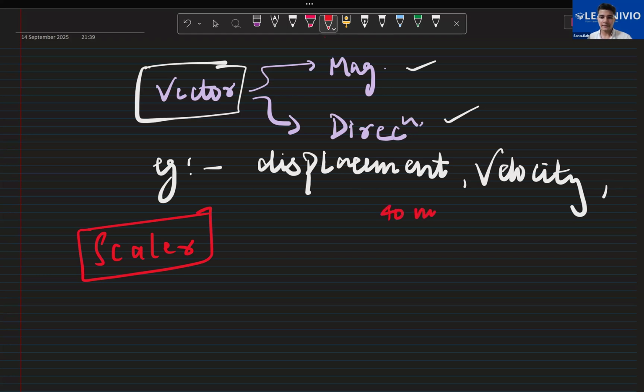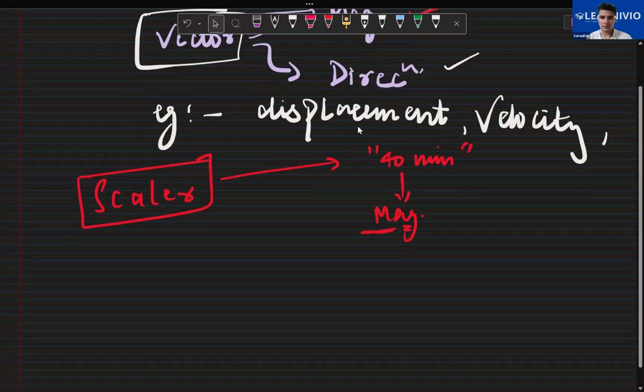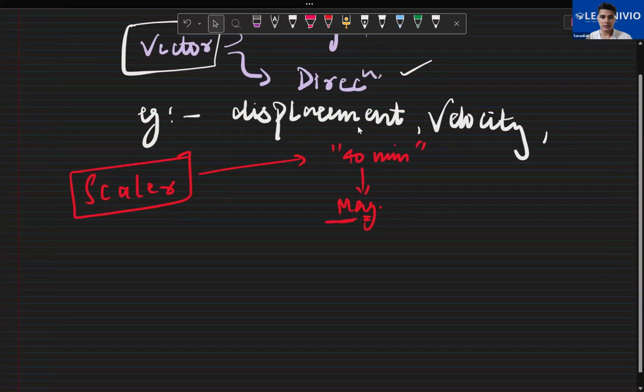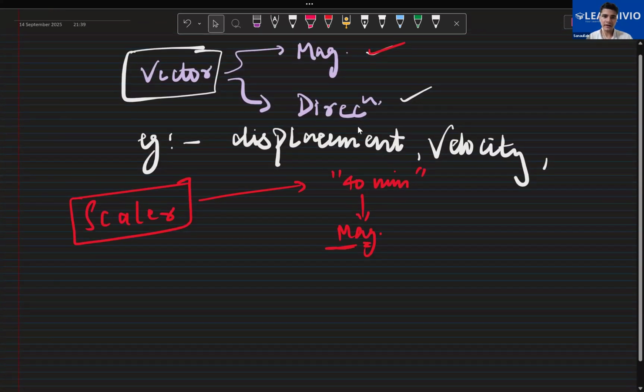If I'm saying 40 minutes, this is a scalar quantity. It has only magnitude, no direction. I'm writing magnitude in short, like mag. Okay, I hope you understood this. The scalar has only magnitude, and a vector has both magnitude as well as direction. So this is the basic of a vector, right?